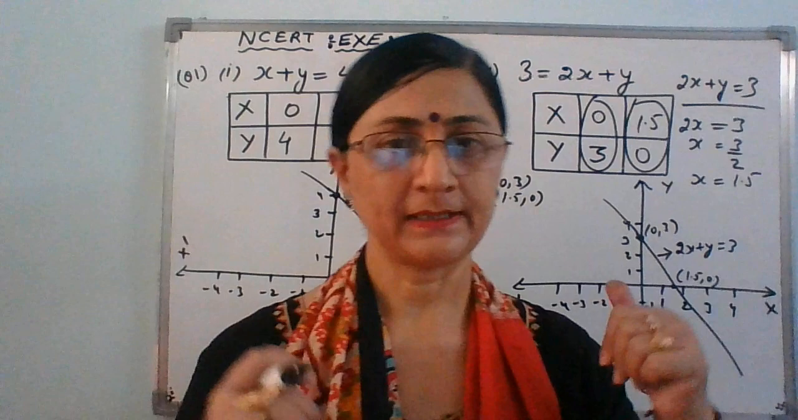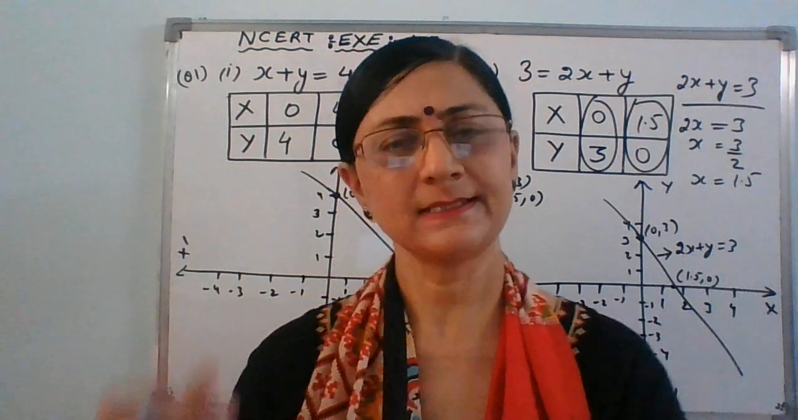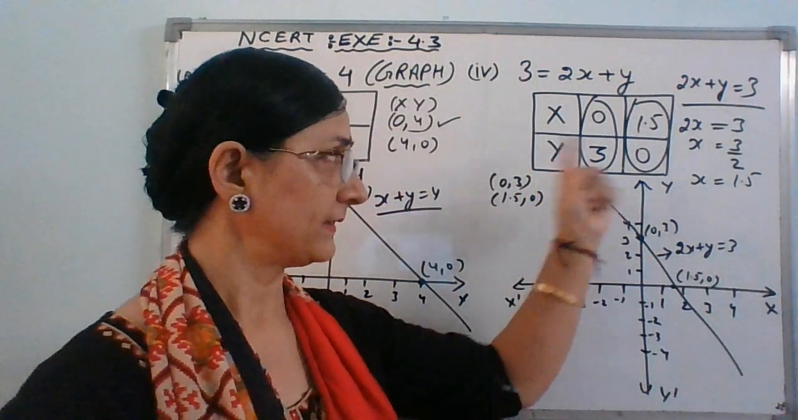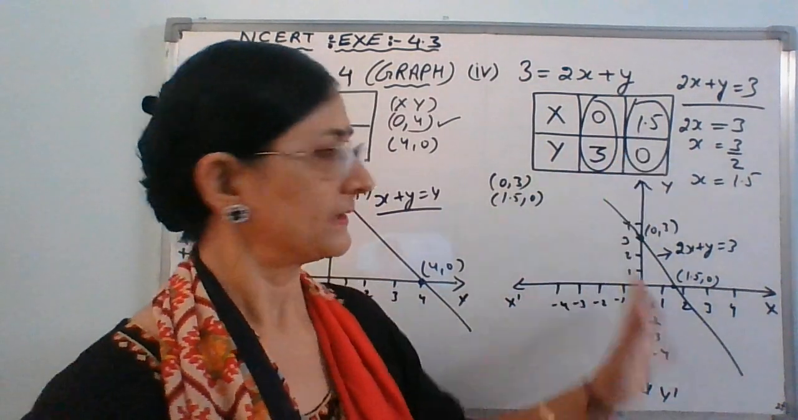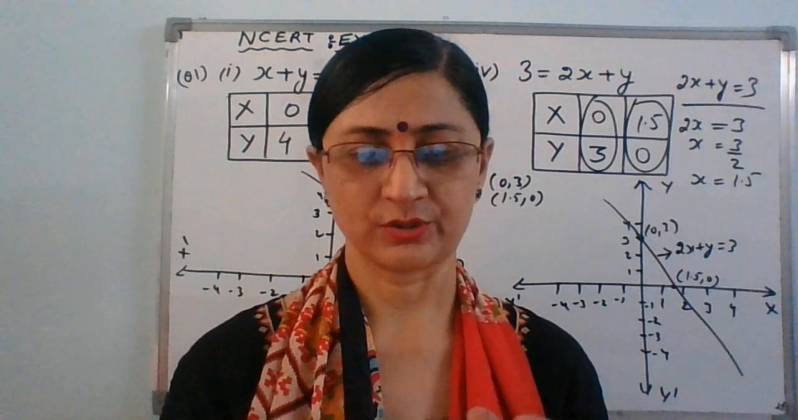So the first and 4th parts I have done. You can try the second and third the same way. Make a table, right? Substitute the value of x as 0, then find out y. Substitute y as 0, find out x, and then just plot, right? Now the next question.